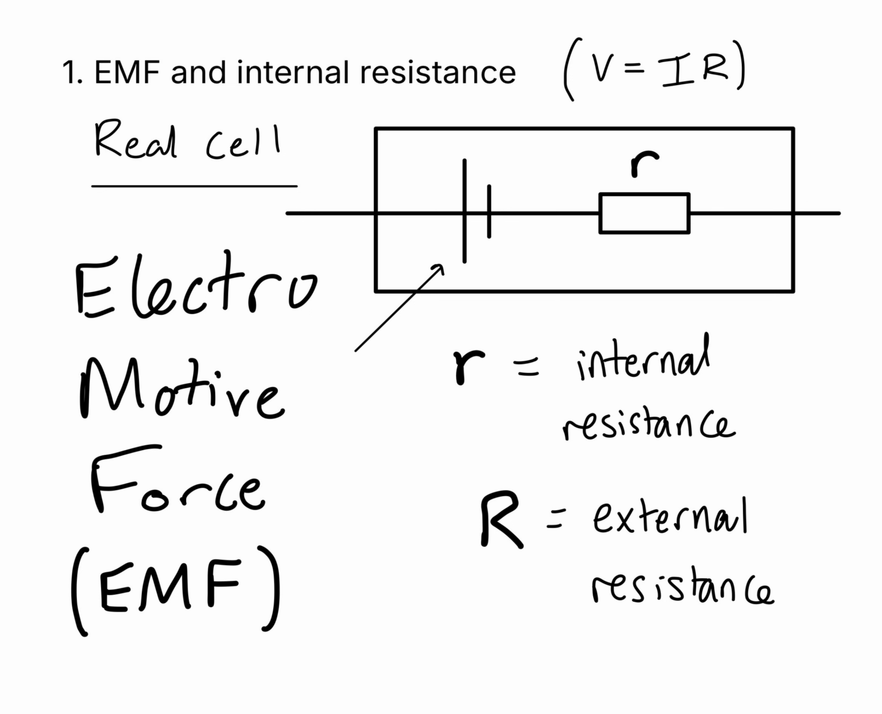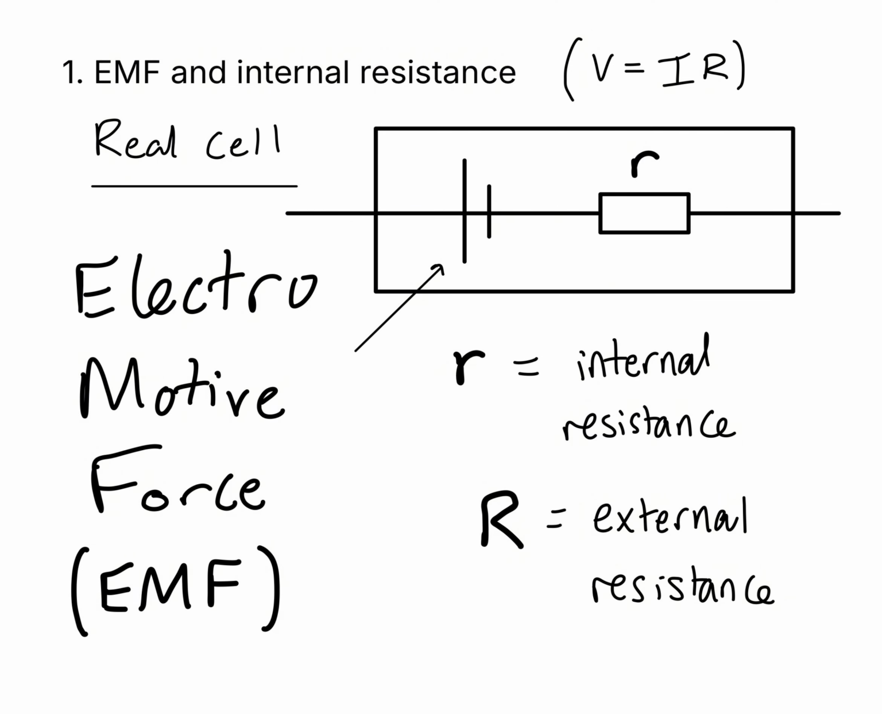The EMF, or electromotive force, given by the symbol epsilon, is the energy per unit charge that the cell produces, measured in volts, just like a potential difference. That's the full amount of energy the cell gives to each coulomb.